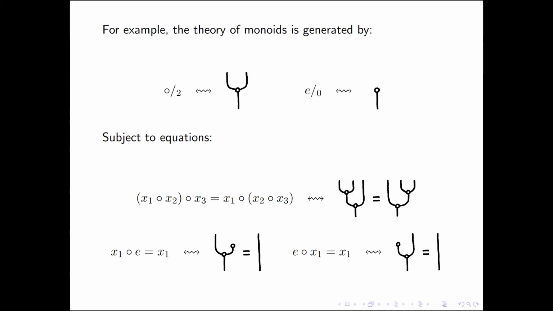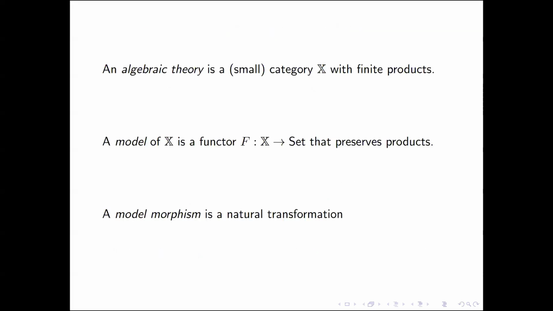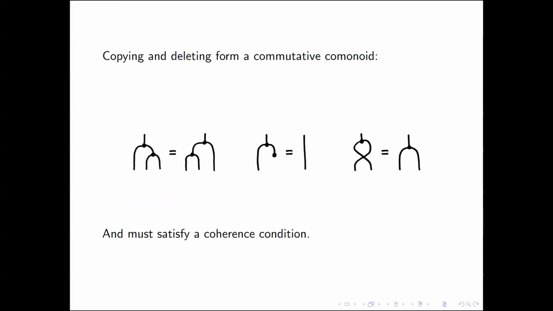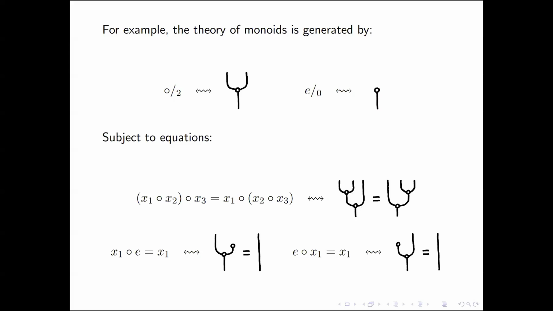Now, I could also do this by generating the free category with finite products over this string diagrammatic signature, by adding these two generators and quotienting by all the equations you see here, to get a category that will play the role of terms. And we'll see more of that in a moment.